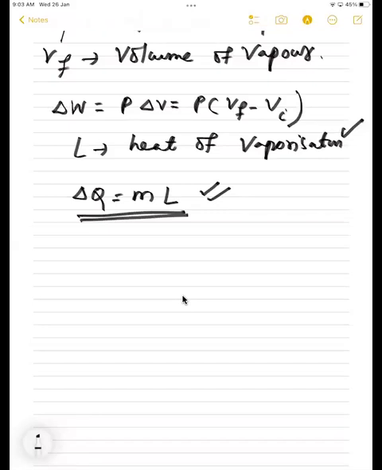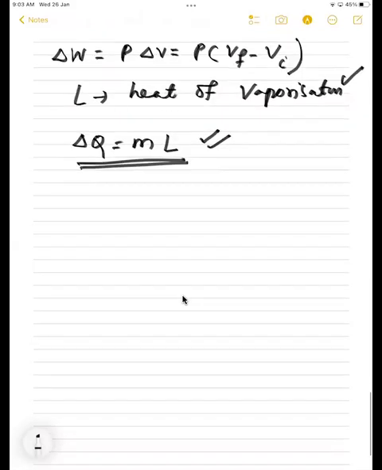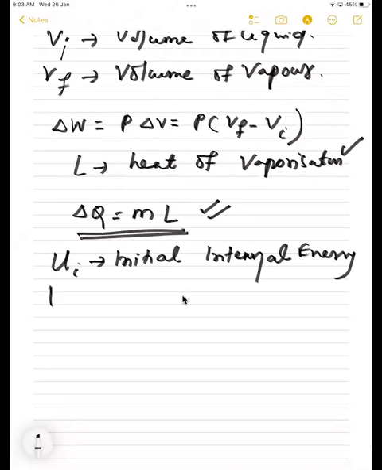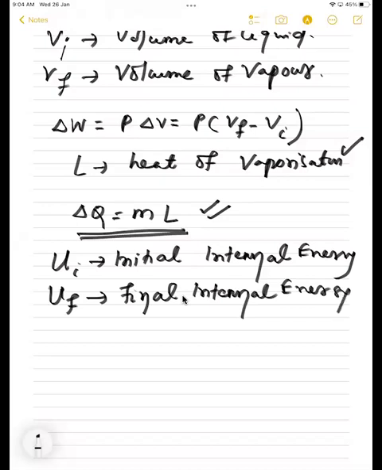Yes or no? And when it was liquid, the volume was Vi, and at that time the internal energy was U. Let that be the initial internal energy. And when it became vapor, at that time the internal energy changed. Let that be the final internal energy.